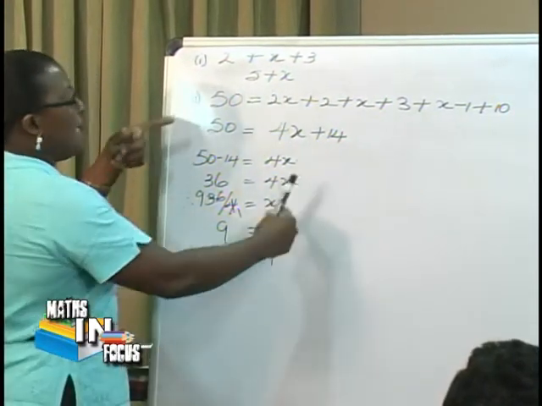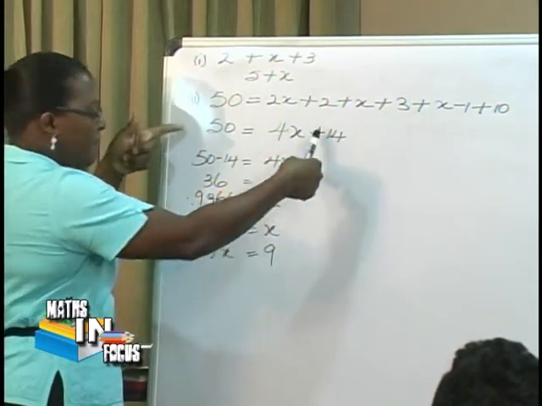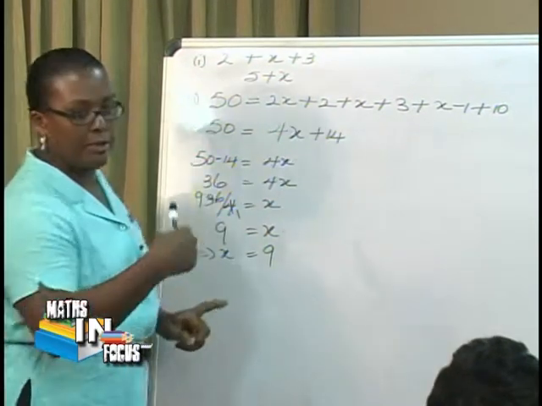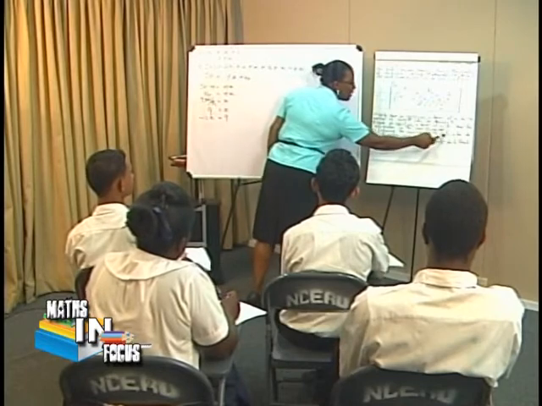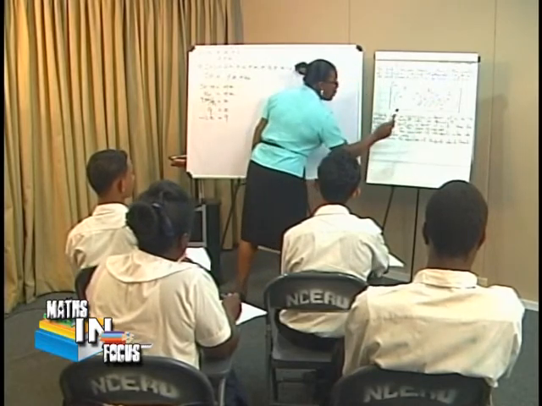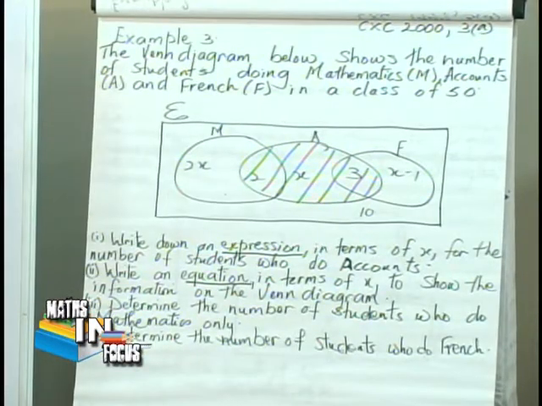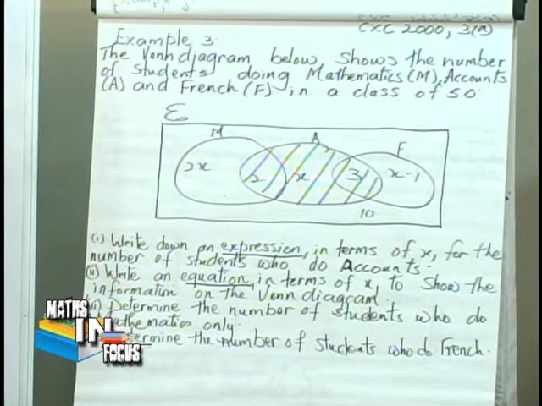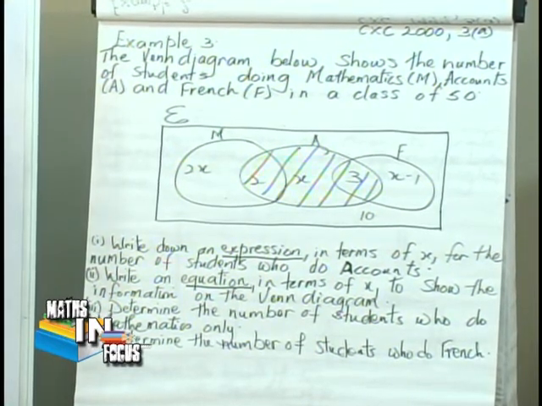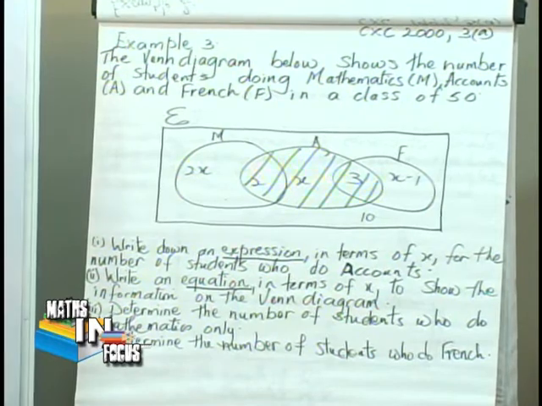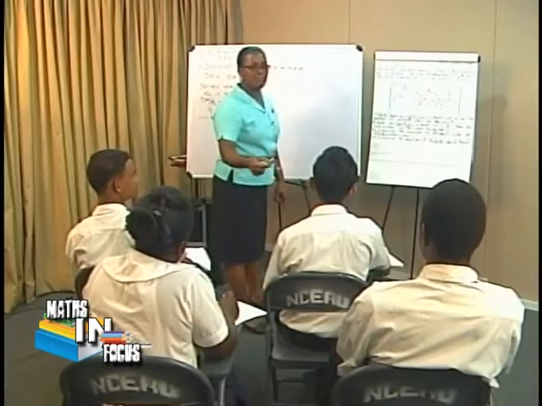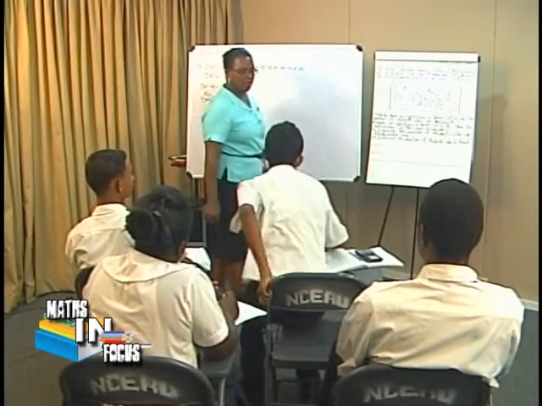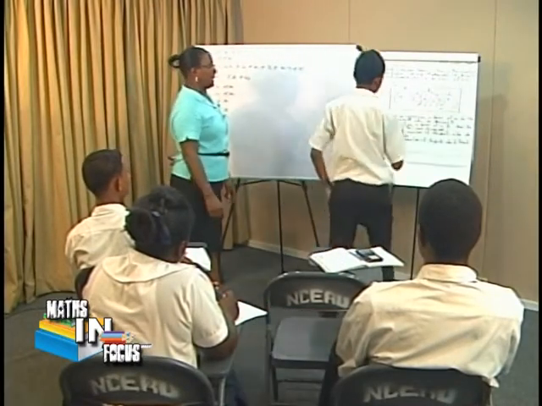Now, why did we find the value of x? Look at the third part. It says determine the number of students who do mathematics only. We want mathematics only. Miracle, come and shade the region mathematics only for me. Quickly. Use a different shading from the middle.